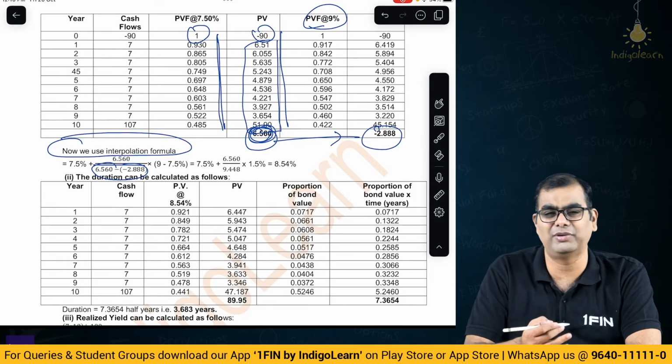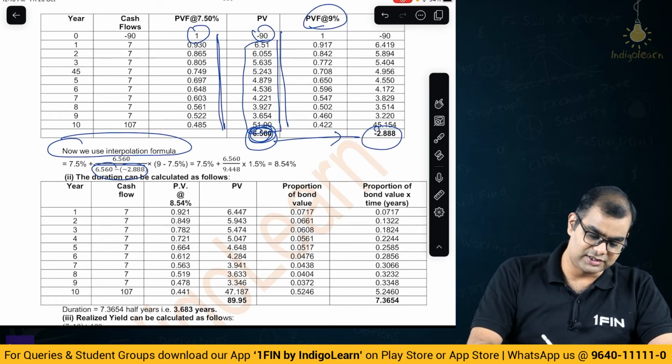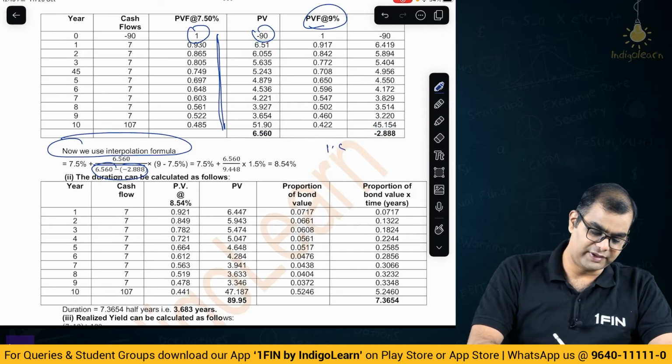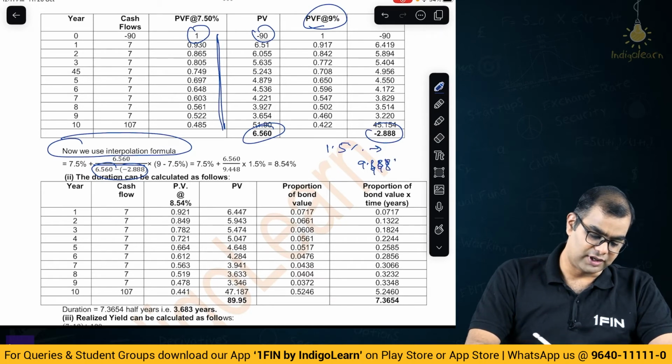So when I say the formula, no, it looks very complex. Ignore all of this. Basic simple logic that you have to remember, which I typically use, is this. For a 1.5% change, the total change in this NPV is 9.448, something like that.